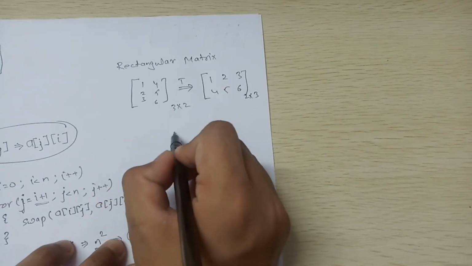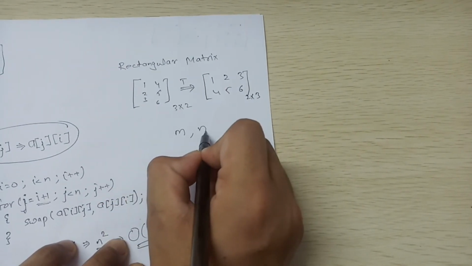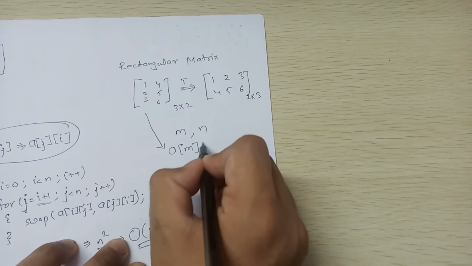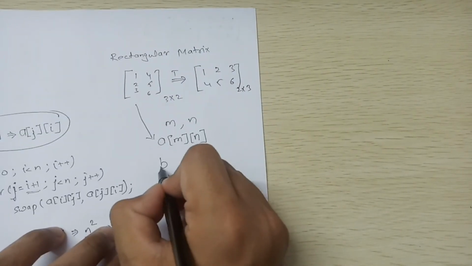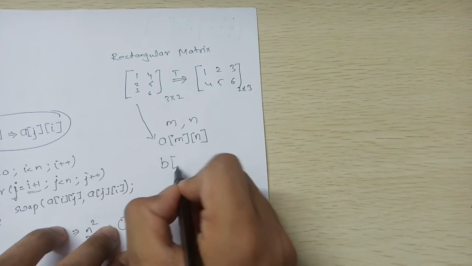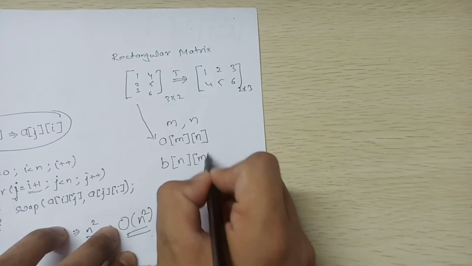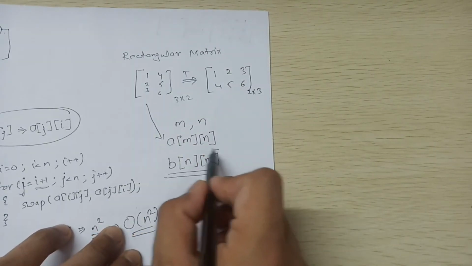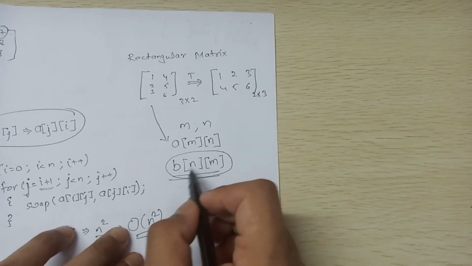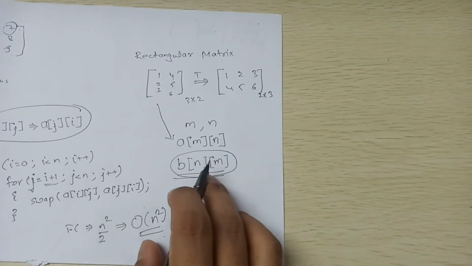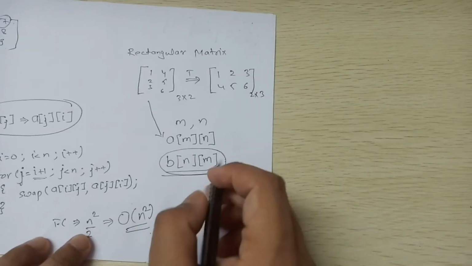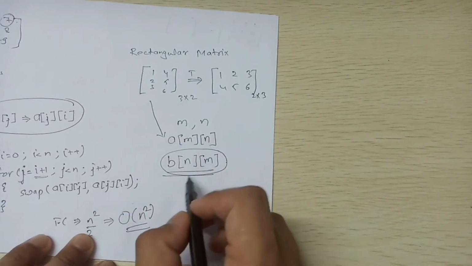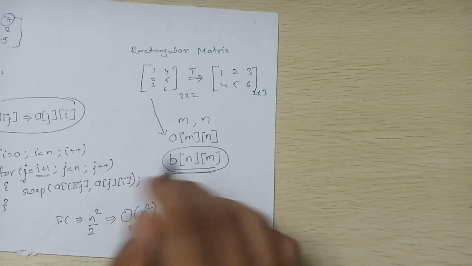So what you have to do, suppose the number of rows is m and the number of columns is n, then this original matrix is of dimension a m by n. Then you have to take an extra array which is of dimension b n by m. As you can see, the number of rows and number of columns are changed, so you have to take an array of changed rows and changed column size. So you have to take an extra matrix or extra 2D array. So this is not an in-place solution.